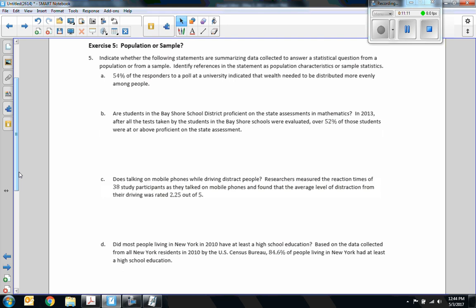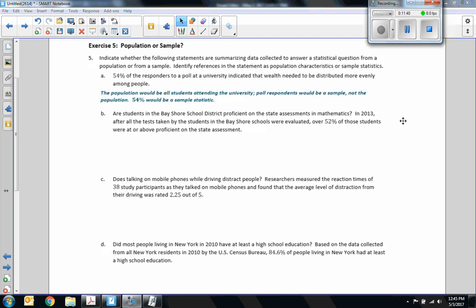Okay, exercise 5. Population or sample. Indicate whether the following statements are summarizing data collected to answer a statistical question from a population or from a sample. Identify references in the statement as population characteristics or sample statistics. And A says 54% of the responders to a poll at a university indicated that wealth needed to be distributed more evenly among people. Okay, so in this case, the population would be all students attending the university. Poll respondents would be a sample, not the population. 54% would be a sample statistic.